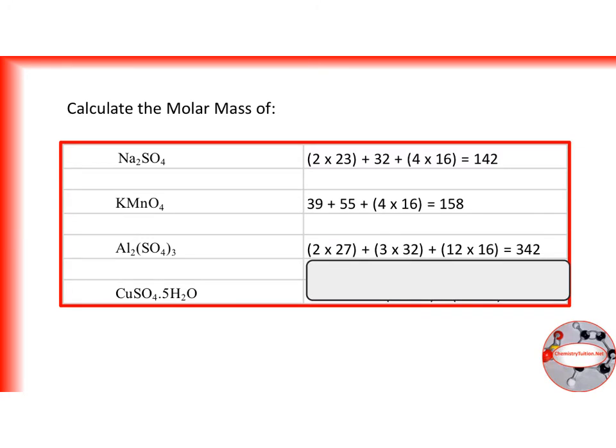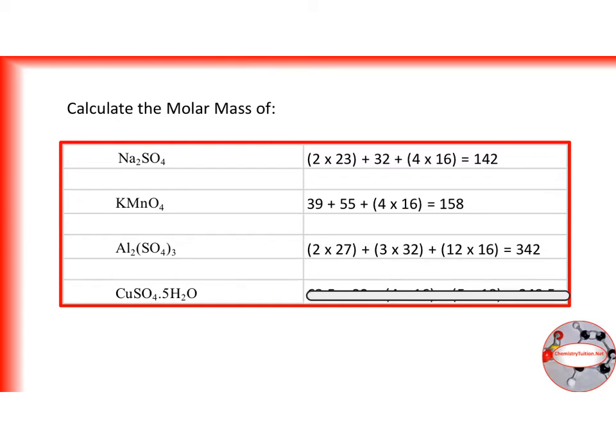Aluminium sulfate. So we've got 2 aluminiums there, but remember you've got that sulfate SO4 in the brackets, and you've got 3 of them, so it means you've got 3 sulfurs and 12 oxygens. So add those all together and you get to 342.